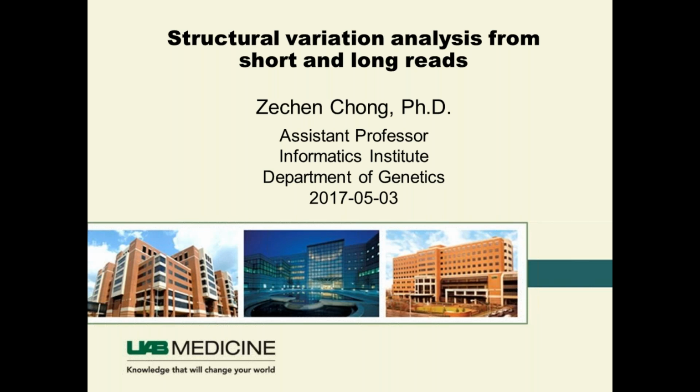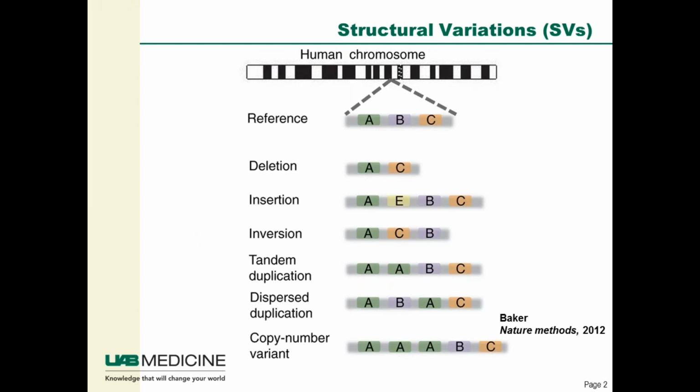So today I would like to talk about my work on structural variation analysis using Illumina short reads and PacBio long reads. So what is structural variation? Structural variation is a type of variation that involves structural changes both between and within chromosomes. It can simply be classified as deletions, insertions, inversions, duplications, translocations, etc.